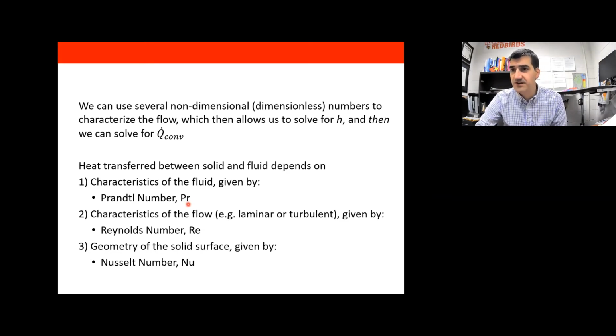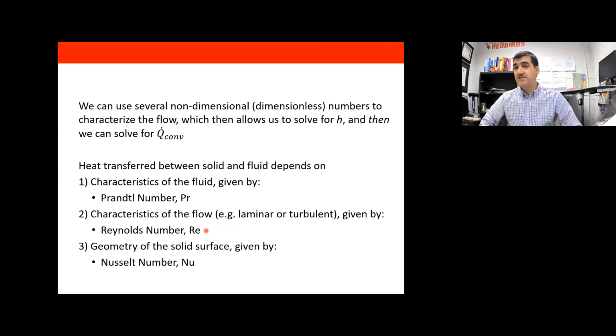So that's what we're going to do. Pr is the abbreviation for Prandtl number. We'll talk more about each one of these in just a couple of minutes. The characteristics of the flow, you may have heard of this term before. If not, you will in the future, not just in this class, but also we talk about it a little bit in TEC 258 as well.